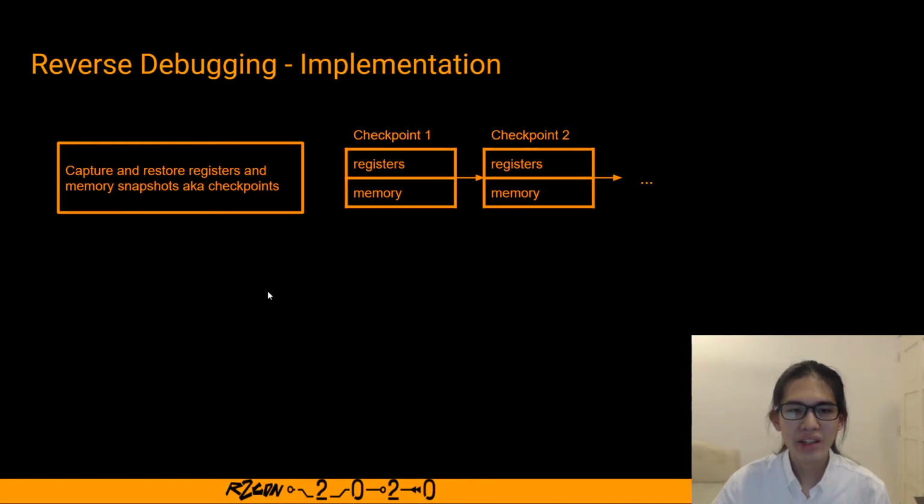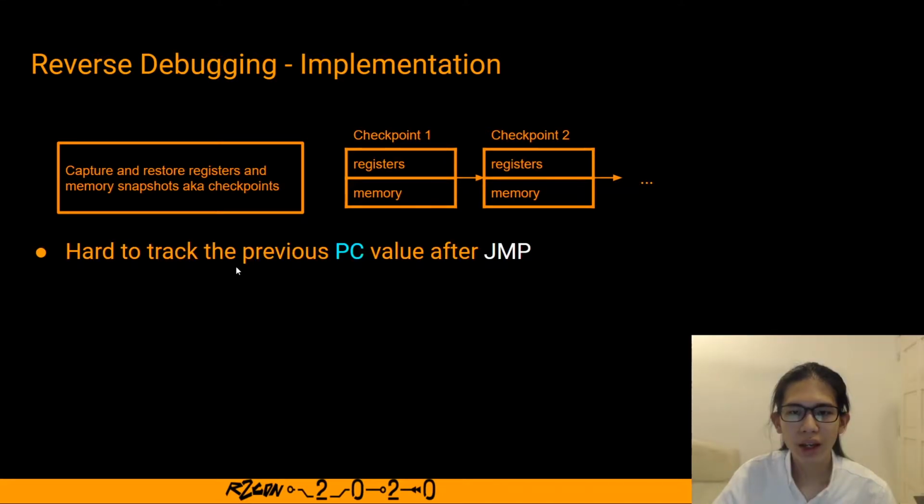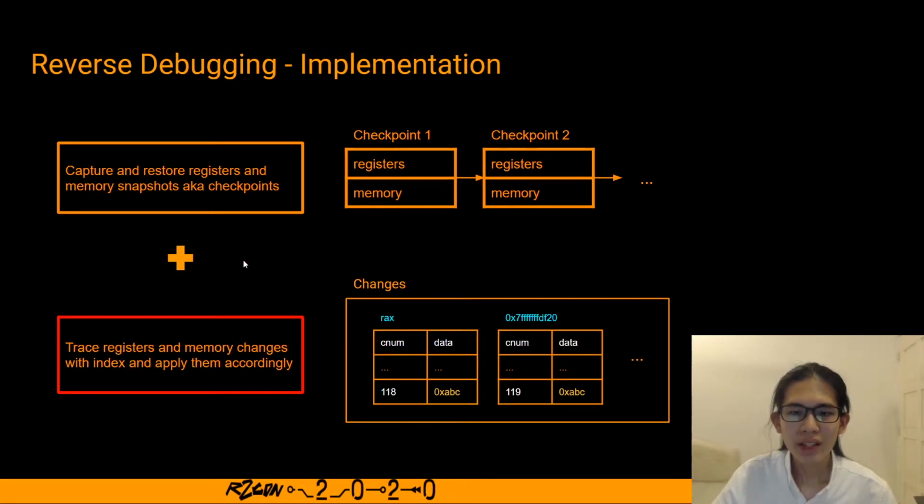The previous implementation of reverse debugging on R2 captures register and memory snapshots, also known as checkpoints. This supports basic reverse debugging by restoring the debugger to a previous checkpoint and continuing the program until it reaches the previous instruction or a breakpoint. However, it is hard to track the previous program counter after executing a jump instruction. This can be overcome by tracing register and memory changes at every executed instruction with an index, and later applying them.